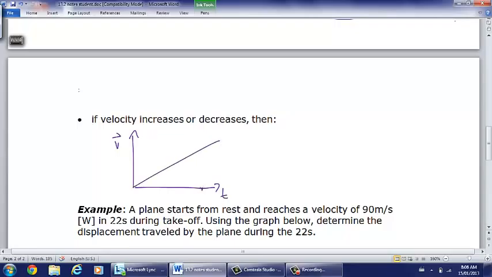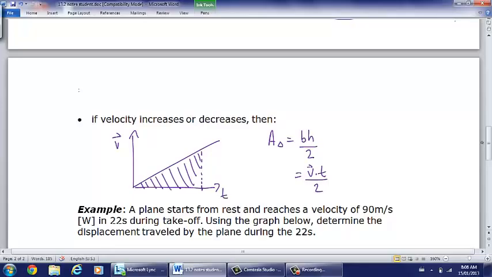Now, if we wanted to know how far the object has gone, or the person has gone, or whatever, at this time, we would need to find this area here. You should remember that area of a triangle is base times height divided by 2. So in this case, it's going to be velocity times time divided by 2.